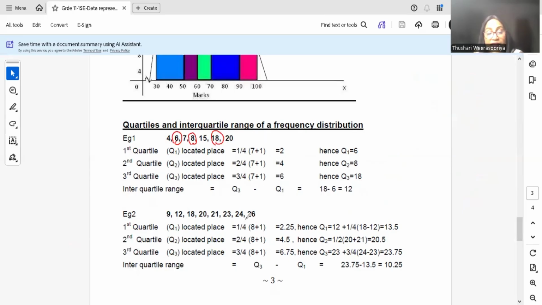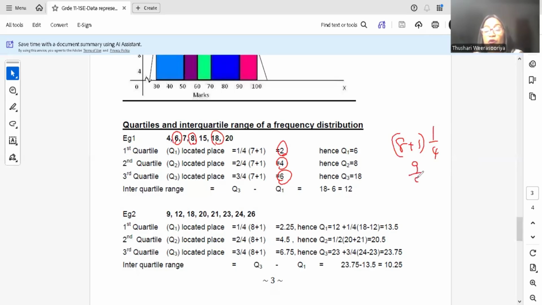Now we go to the second example. There are 8 numbers. Luckily, in the earlier one, we got a complete number: the second number, fourth number, sixth number. But in this, 8 digits are there. 8 plus 1, we'll get the first quartile: 8 plus 1 into 1 over 4.